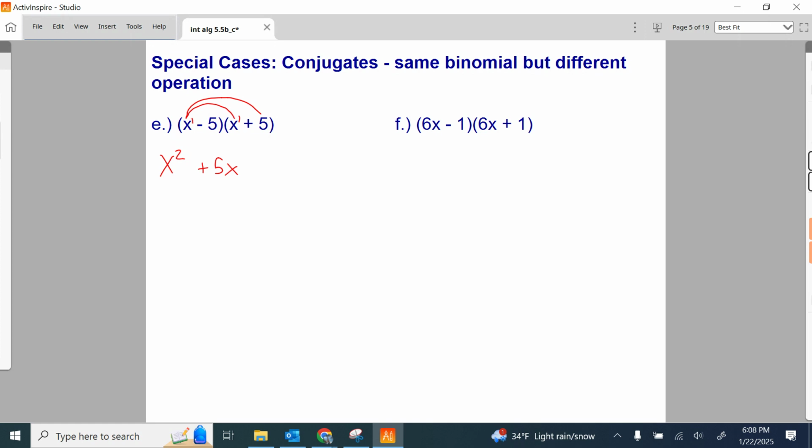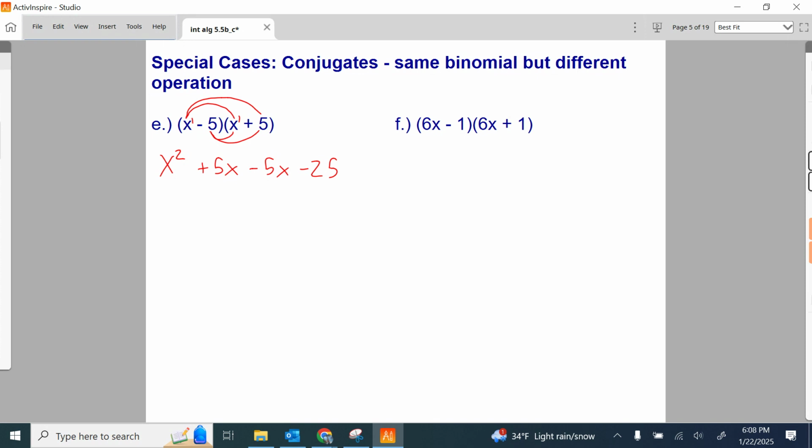On the inside is going to be minus 5 times x, which is minus 5x. And L, the last, is minus 5 times plus 5, which is going to get minus 25 for an answer. All right, so there's our four parts, four terms that create that polynomial.